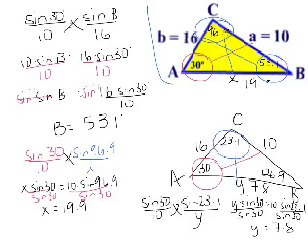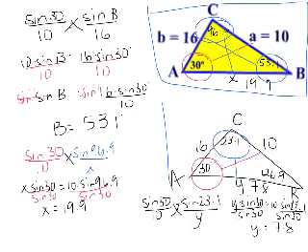And now we have our two final triangles solved involving SSA, the ambiguous case.